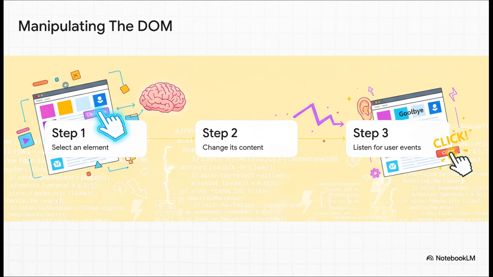So how do we actually make a web page interactive? We use JavaScript to talk to the page through something called the DOM. And honestly, it's almost always a simple three-step dance. Step 1, you grab an element on the page. Step 2, you change something about it. Step 3, you listen for the user to do something like click it. Select, change, listen. That's the core loop.